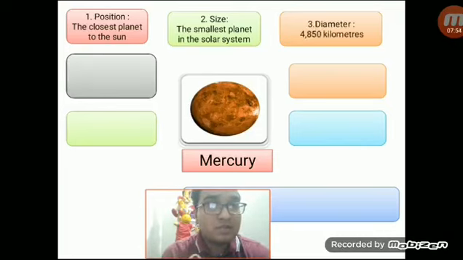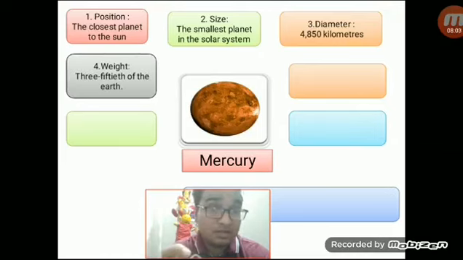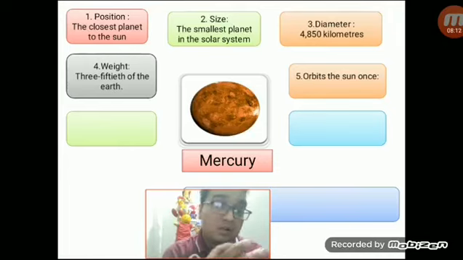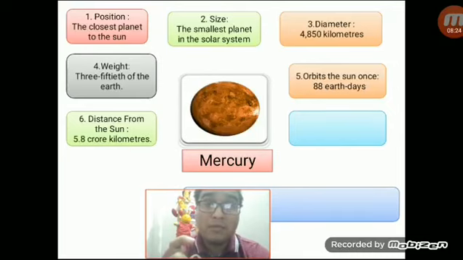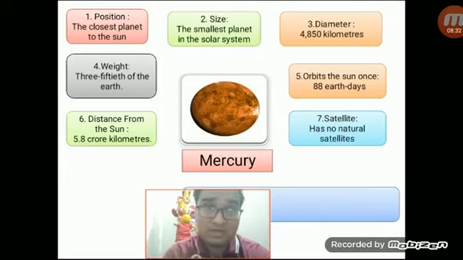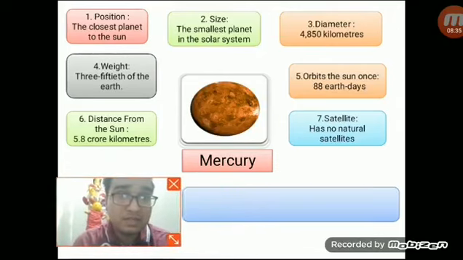Then diameter. Its diameter is 4,850 kilometers. Then weight: 3/50 of the earth. Then orbit: to orbit the sun once, it needs 88 earth days. Distance from the sun: it is situated 5.8 crore kilometers from the sun. Then satellite: it has no natural satellites.